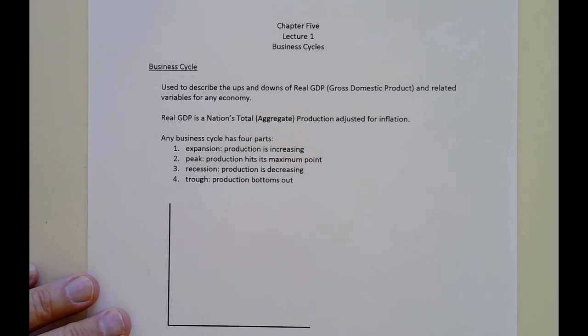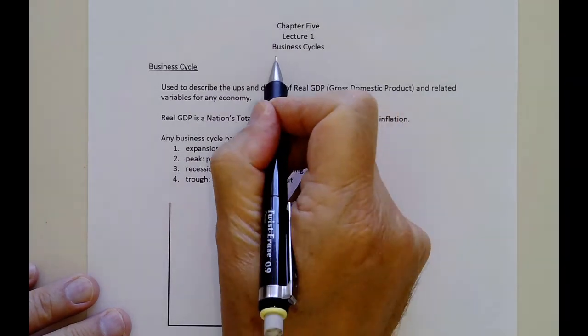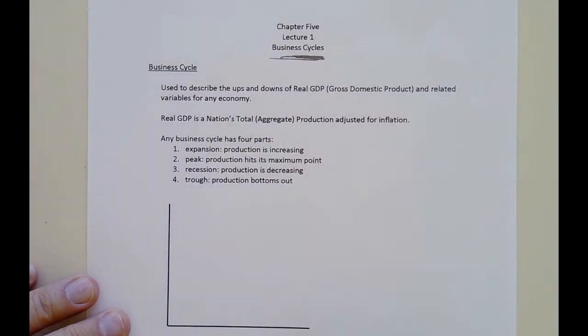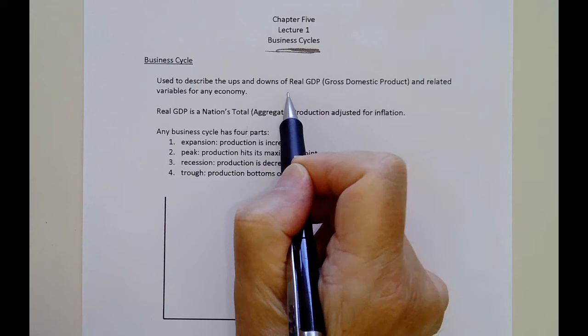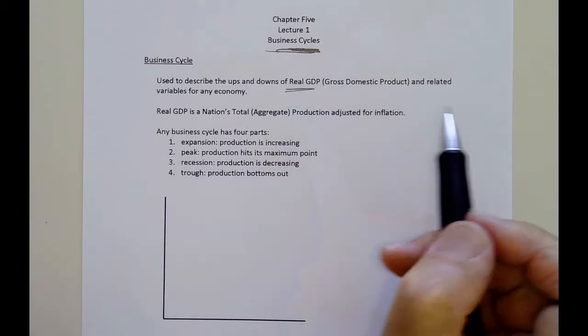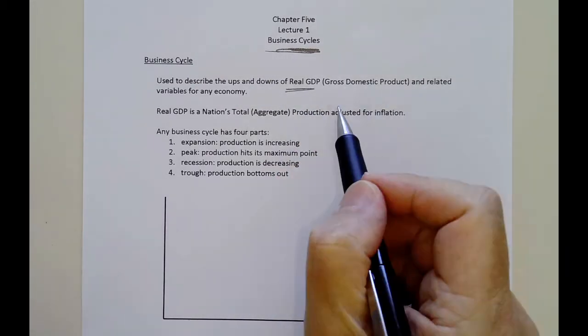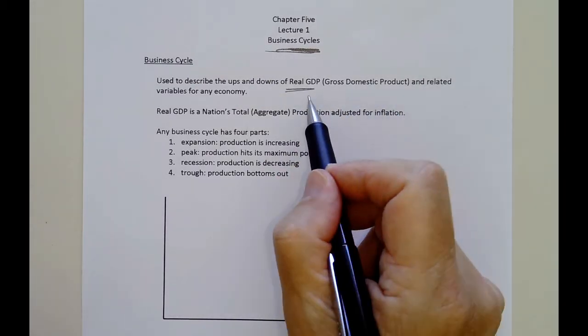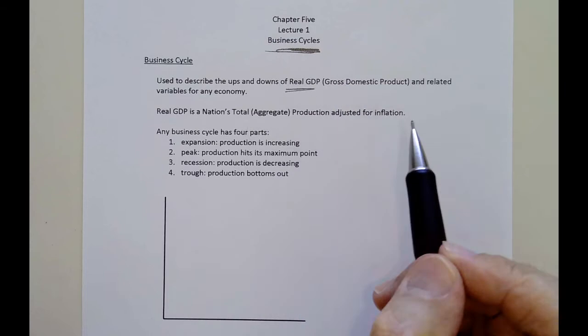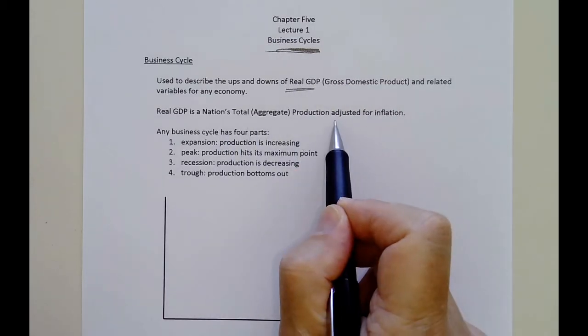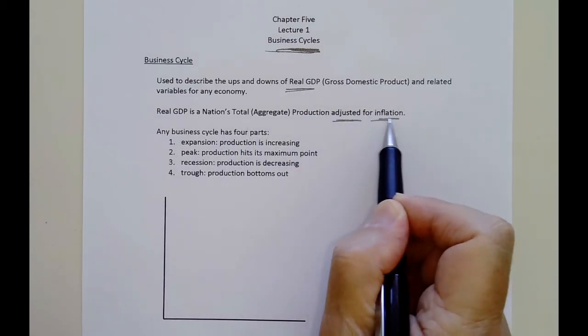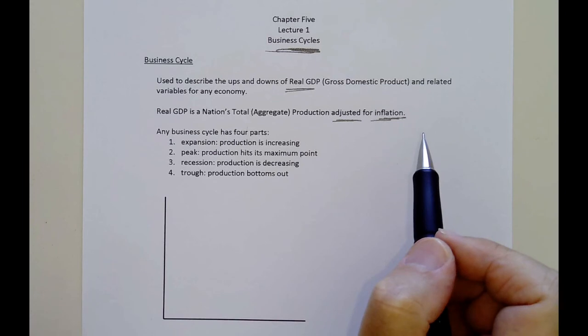And we start out by talking about the main focus of macroeconomics, which is the business cycle. Business cycle is a term used to describe the ups and downs of real GDP as well as other economic variables. Gross domestic product is GDP, and this is the nation's total production. The real means that it's adjusted for inflation, and in chapter 6, we'll see how that's done.